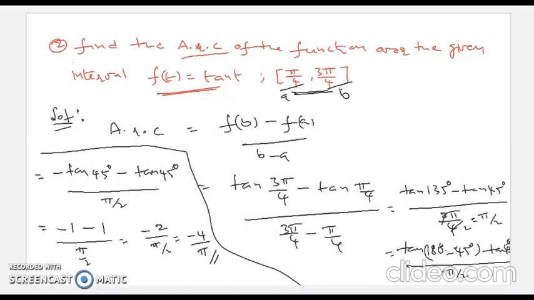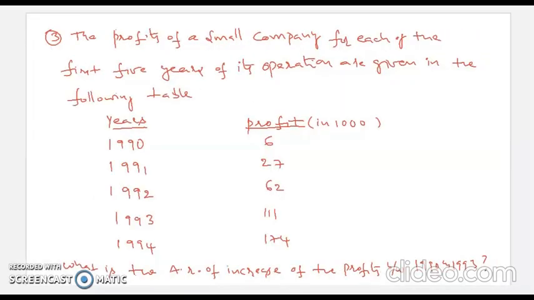This is the average rate of change of the function f of t over the interval pi by 4 comma 3 pi by 4. Coming to the next problem. The profits of a small company for each of the first 5 years of its operation are given in the following table. This is the first column of years, second column of profit in thousands.